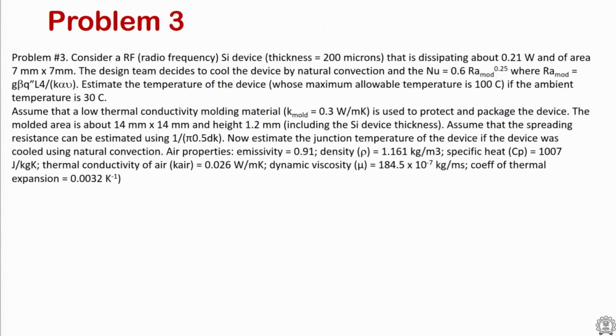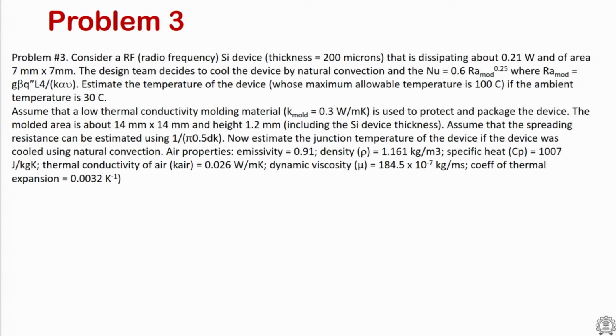So, we will move to another problem, a very simple problem. Let us look at the slide. It shows an RF, radio frequency, silicon device, and it has a thickness of 200 microns, dissipating about 0.21 watts, and its area is only a very small area, which is 7 mm by 7 mm.